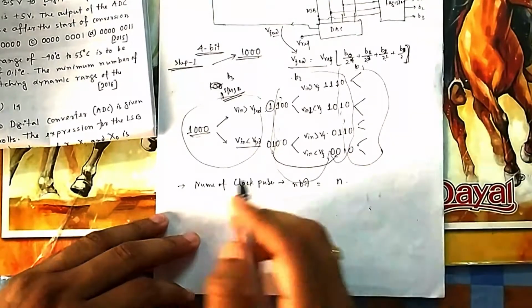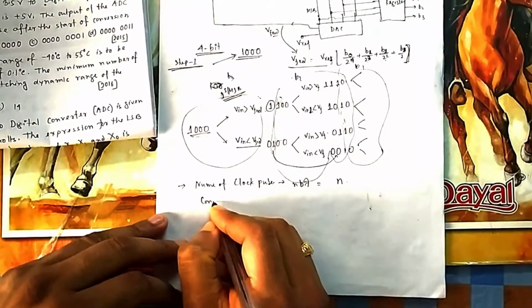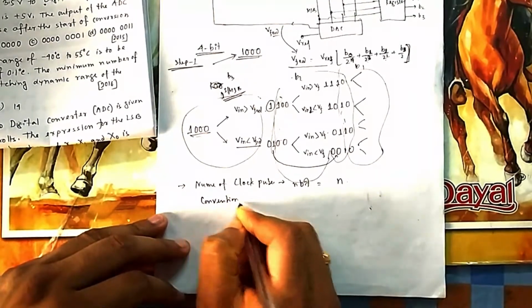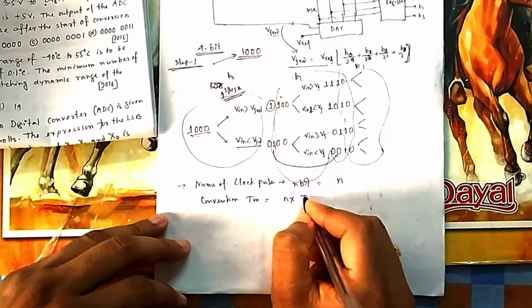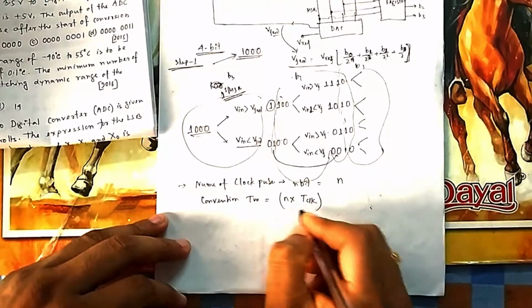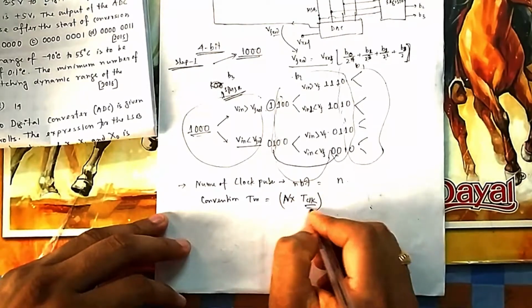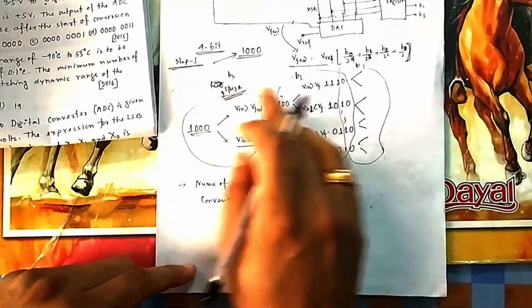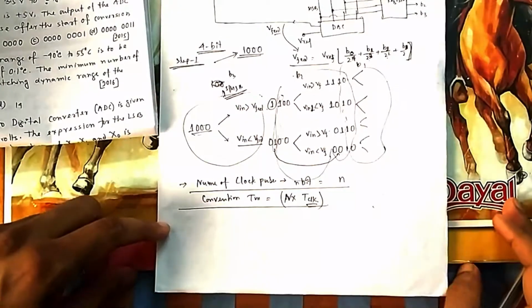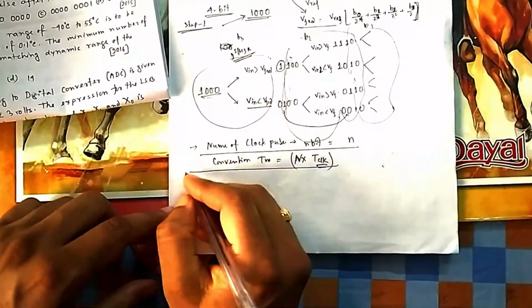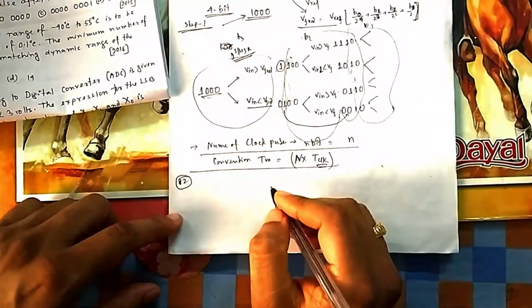So what will be its maximum conversion time? Conversion time will be n clock pulses, n into the time period of a clock pulse, that is T clock, or T CLK also, the time period of a clock pulse. N clock pulses you will need because n bits will be required. So that is the formula you can think of. So if you see this question number 82, 81 will come later. First let us see 82.